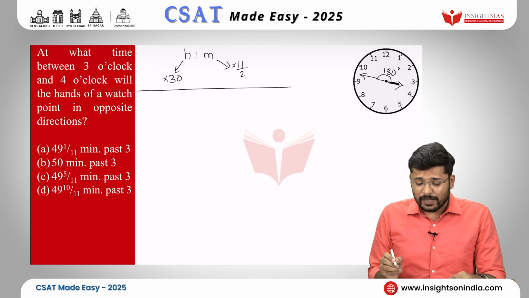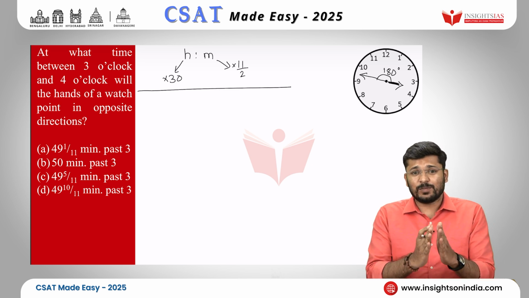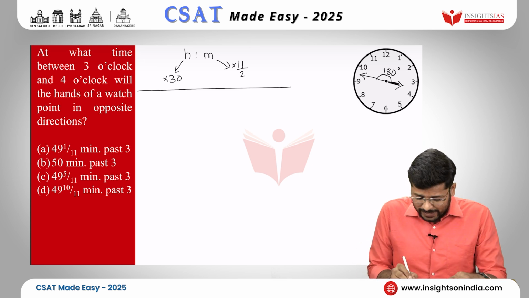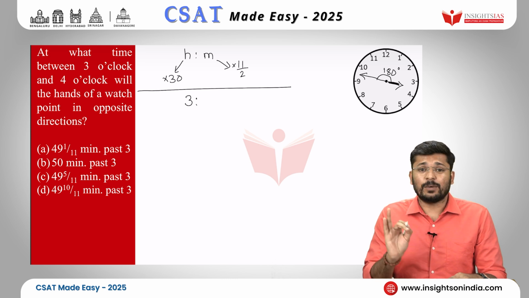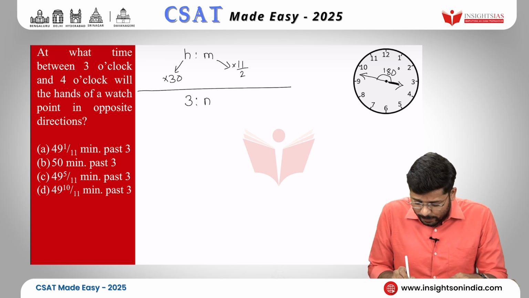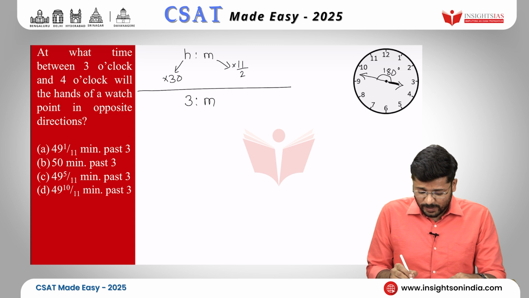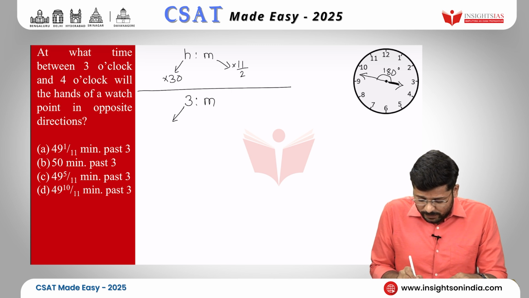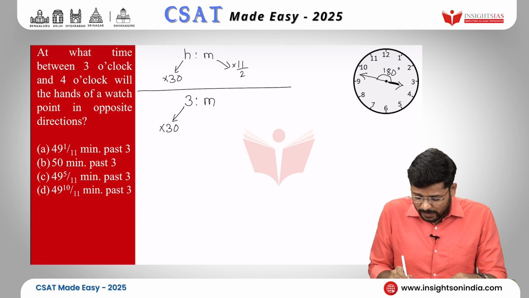Okay, what is the time here? They are telling us that the time is between 3 and 4. So, the time is 3 hours and something minutes. So, we will take the minutes as m. Now, we will multiply this 3 with 30, and we will multiply m with 11 by 2.